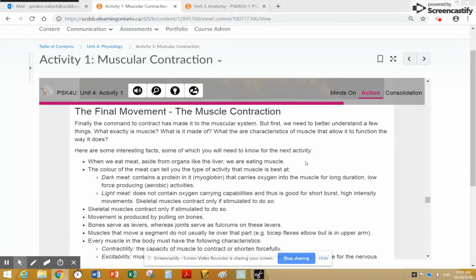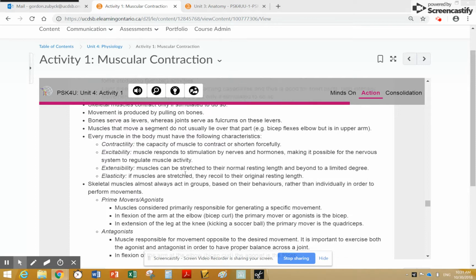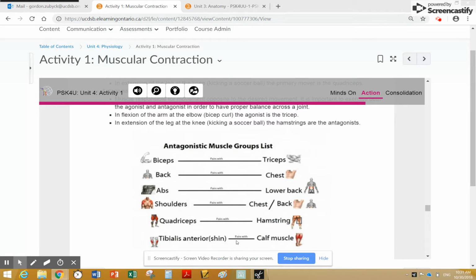The final piece is the muscle contraction. So it goes here in terms of muscles and different component pieces to it and the different types of muscle. What you need to really focus on are the prime movers or the agonists, like which ones are responsible for generating specific movement, the antagonists, which are the opposites. And this diagram here is good. It shows you the opposite.